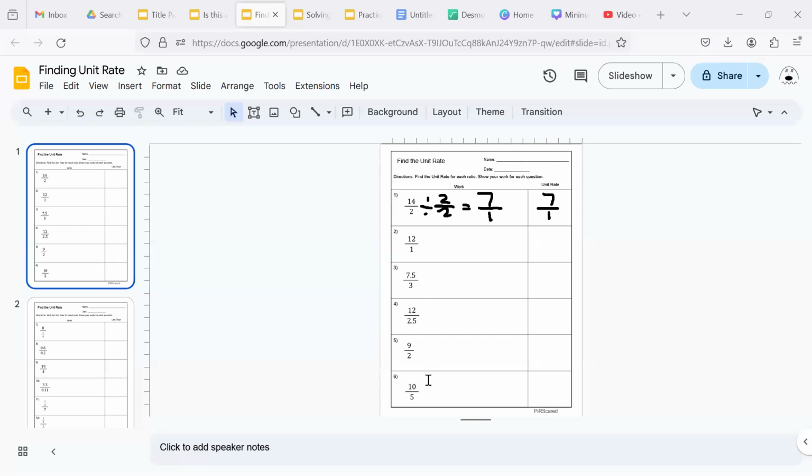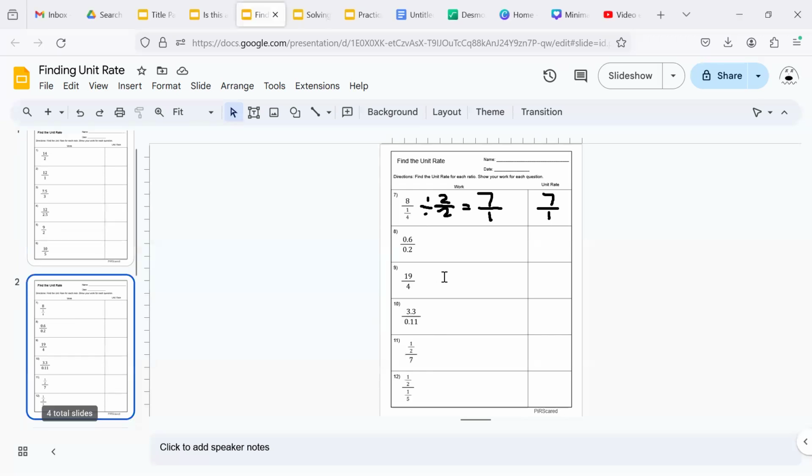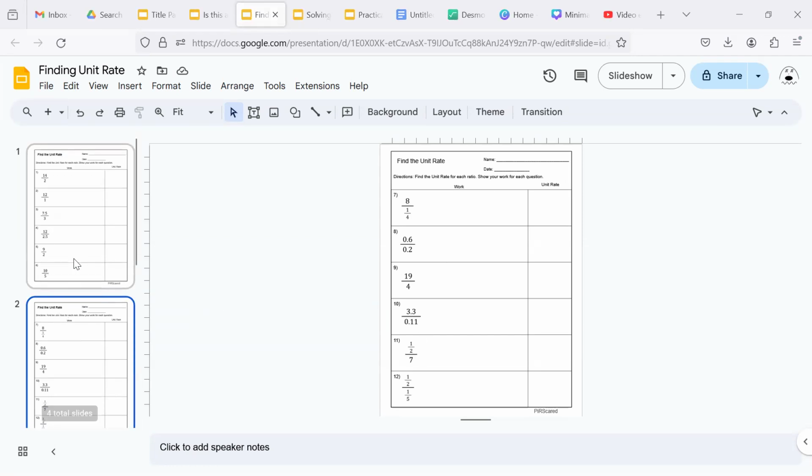If you notice, the first one is pretty straightforward with just one decimal. And then on the second page, that's where we get into more decimals and those fractions. So if you're looking for that, I also have the answer key attached if you want it.